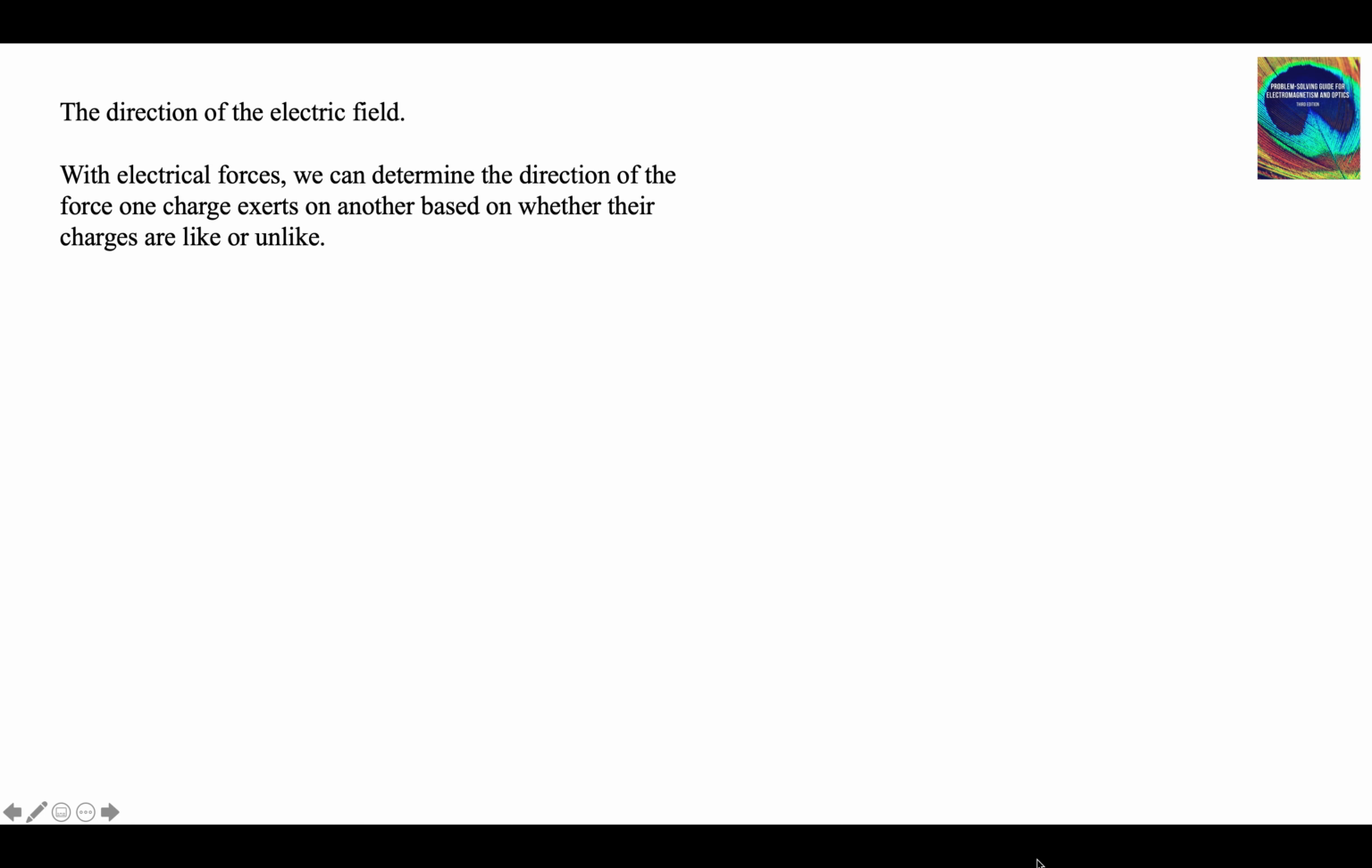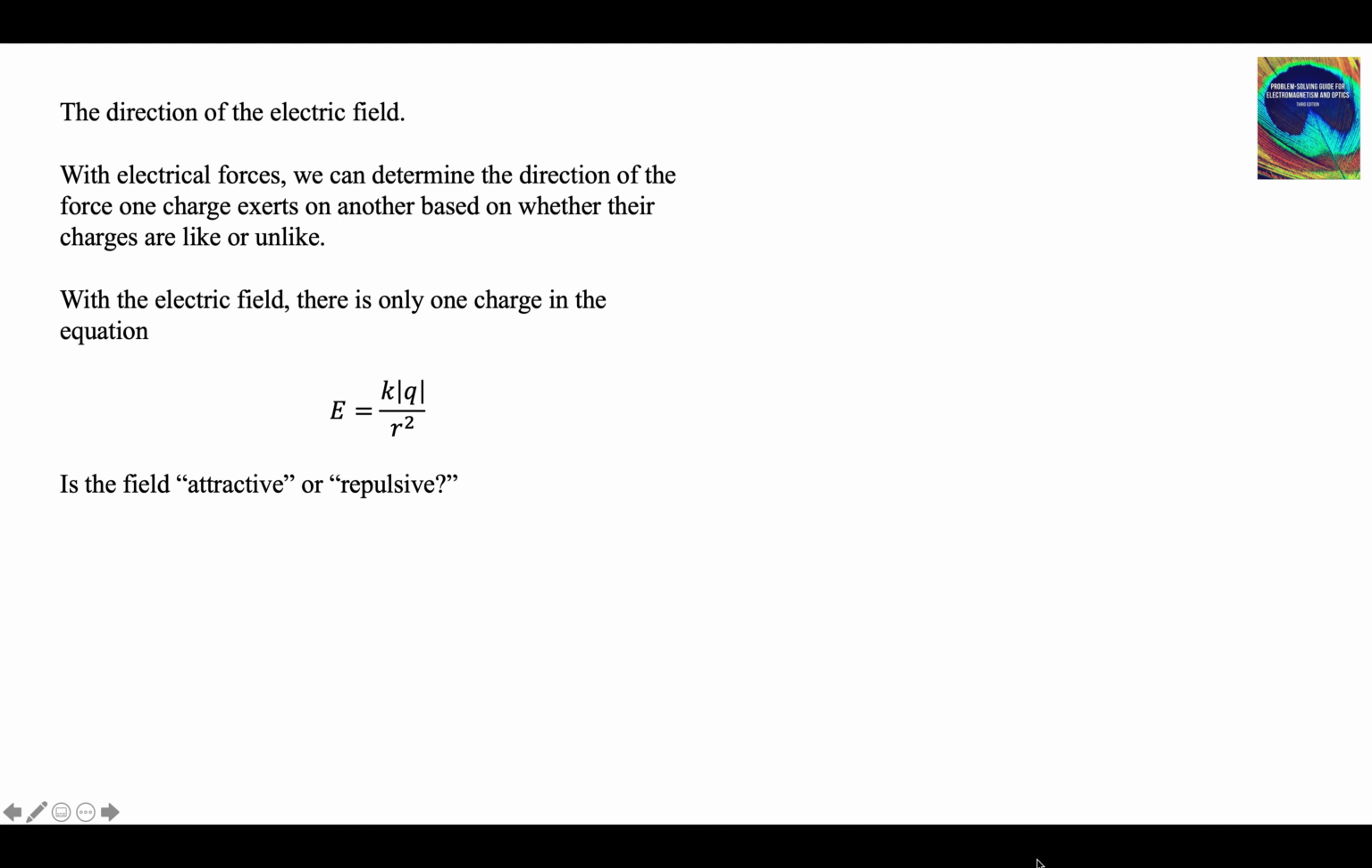There's a difference here, and we have to think about the direction of the electric field. There is a difference between electrical forces and gravitational forces. With electrical forces, we determine the direction of the force based on whether the charges are like or unlike. If they're unlike, it's an attractive force. If they're like, it's a repulsive force. We don't have that in gravity. With the electric field, there's one equation, kq over r squared. There's one q in there. Is the field attractive or repulsive? We know the gravitational field's always attractive, but the electric field can be repulsive. The gravitational field can't be repulsive.